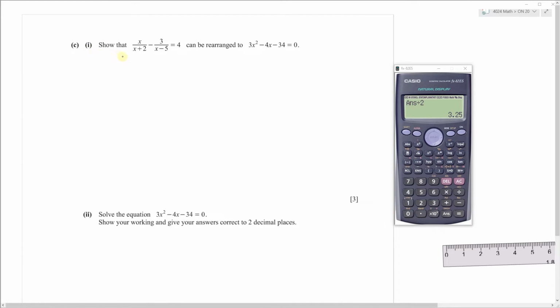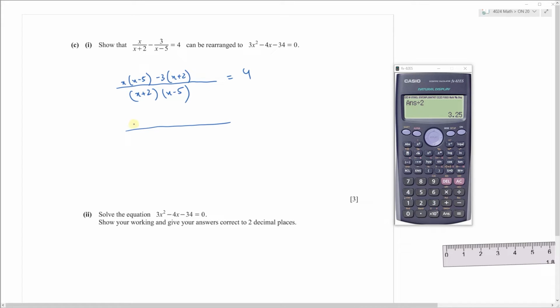Part C, one is show that this equation can be rearranged to this form. So I'll take the LCM here. If I take the LCM, I will get x plus 2 times x minus 5. So this will be multiplied by x minus 5. So x into x minus 5. And since this denominator was multiplied by x plus 2, this 3 will be multiplied by x plus 2 as well. So minus 3 into x plus 2 equals 4.